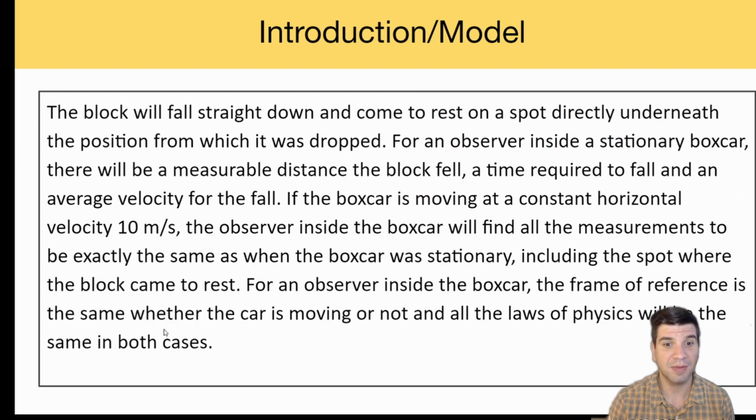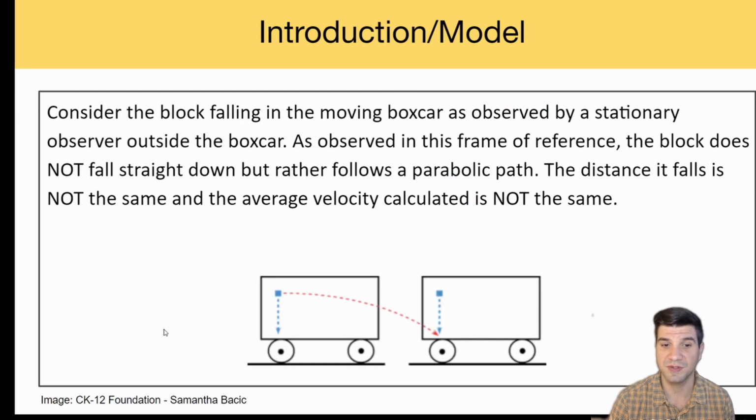Now, if that same boxcar were moving horizontally at a velocity of 10 meters per second, the observer inside that boxcar would watch the same scenario play out. That block would appear to go straight down. But to a second observer outside the boxcar, they would actually watch that block create a parabolic arc and drop to the ground that way. So what we're really looking at is two different observations being made from one scenario.